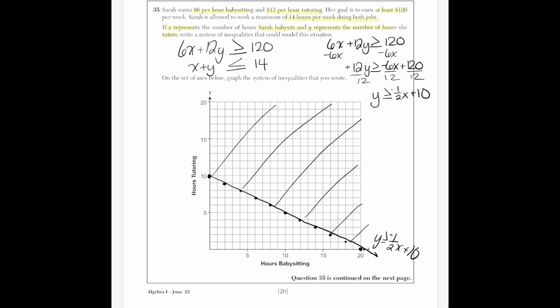Okay, now the other one, I have x plus y is less than or equal to 14. This one's easy enough. I'm just subtracting x on both sides. So y is less than or equal to negative x plus 14. Also not so bad. So here's 14, and my slope is just very simple, negative 1. Pretty easy. So I'm just going down this line.